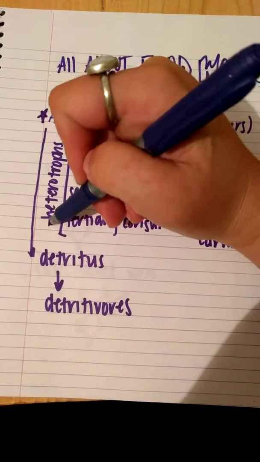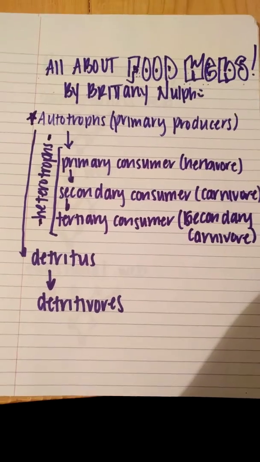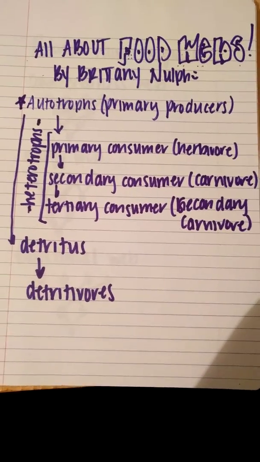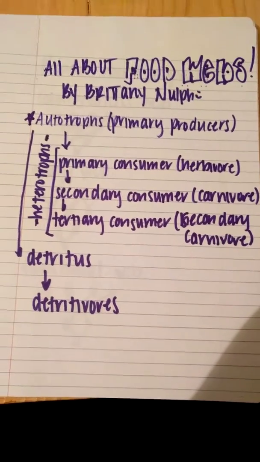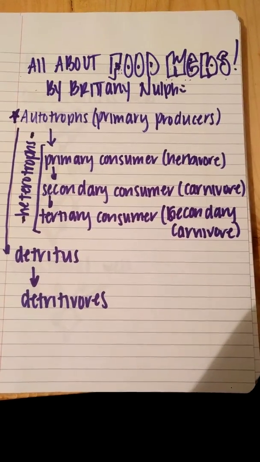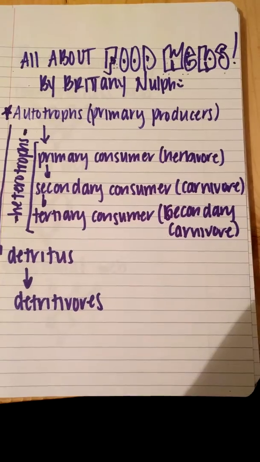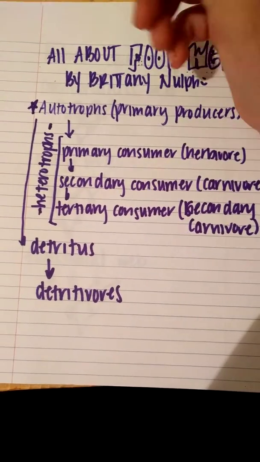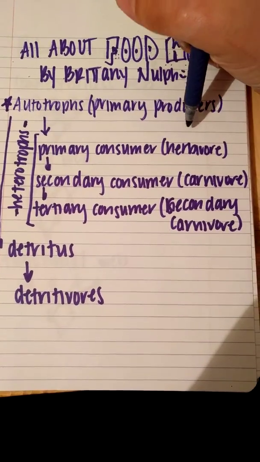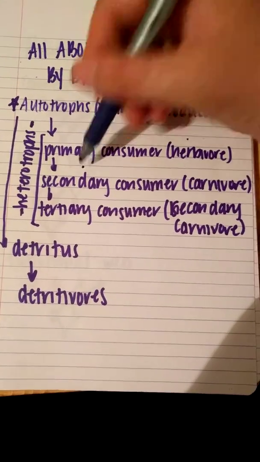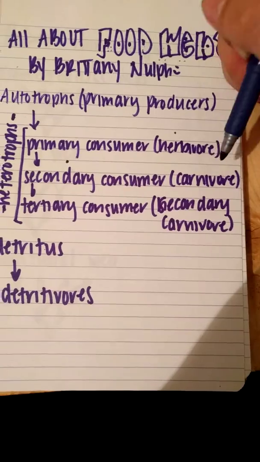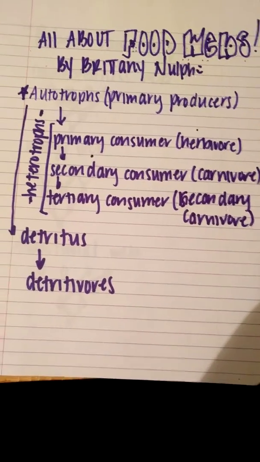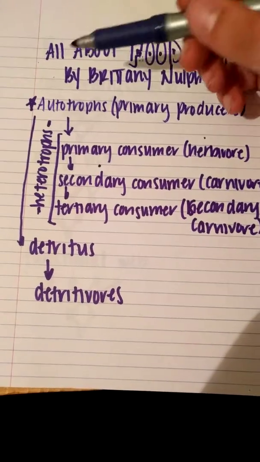Next, we have the heterotrophs. There's a couple different levels of these. First being the primary consumer. These are usually herbivores. So heterotrophs, they are organisms that receive their nutrition by eating other organisms. After we have the primary consumer, which is usually a herbivore, we have the secondary consumer, which is usually a carnivore. And following that, the tertiary consumer, which is a secondary carnivore, and so on and so forth.